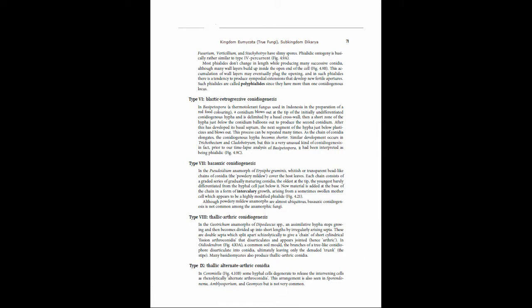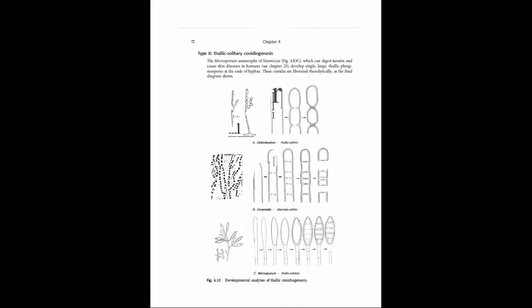Type 9, thallic alternate arthric conidia. In Coryneum, Fig 4.10b, some hyphal cells degenerate to release the intervening cells as rhexolytically alternate arthroconidia. This arrangement is also seen in Sporendonema, Amblyosporium, and Geomyces but is not very common. Chapter 4. Type 10, thallic solitary conidiogenesis. The Microsporum anamorphs of Nannizzia, Fig 4.10c, which can digest keratin and cause skin diseases in humans, see Chapter 23, develop single, large, thallic phragmospores at the ends of hyphae. These conidia are liberated rhexolytically, as the final diagram shows.